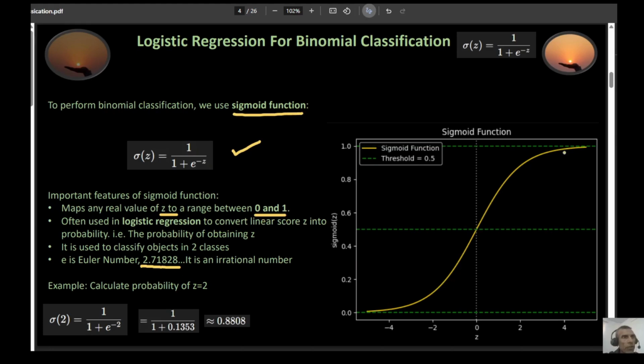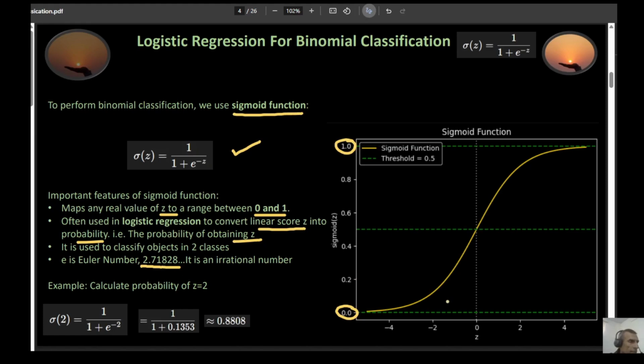This is the graph of sigma of z. So you can see that your sigma is going to be between 0 and 1. It will never exceed these values. It's always going to be in between. And your z can take any value from minus infinity to plus infinity. And generally, we use this in logistic regression to convert a score, a linear score z, into a probability. And this way we can classify what category a data point belongs to.